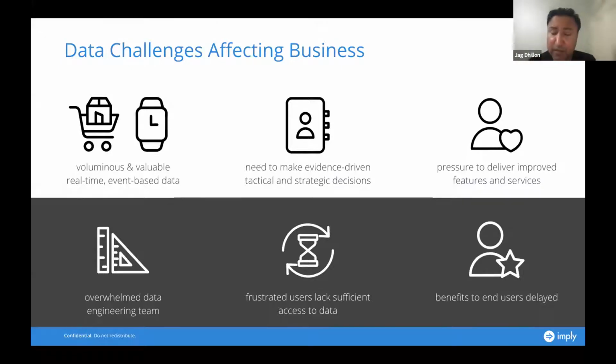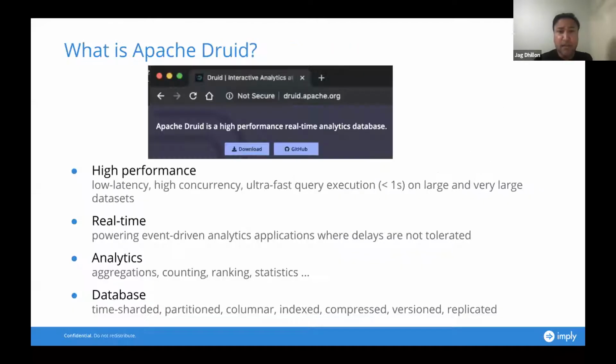So having a big challenge with data, we have come up with Apache Druid. So what is Apache Druid? Apache Druid is a high-performance, real-time analytics database, described on the website druid.apache.org. It's a high-performance, low-latency, high-concurrency, ultra-fast query execution engine on large and very large data sets, right?